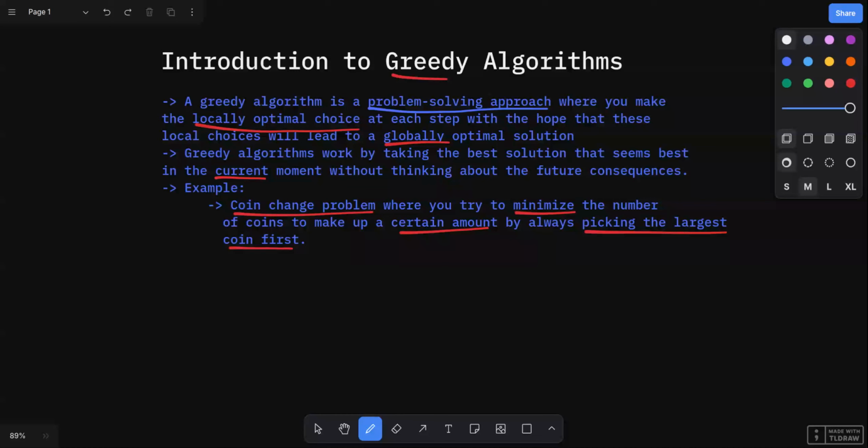Hi and welcome back. So, we're going to be looking at greedy algorithms and what they are, how they work, and such.